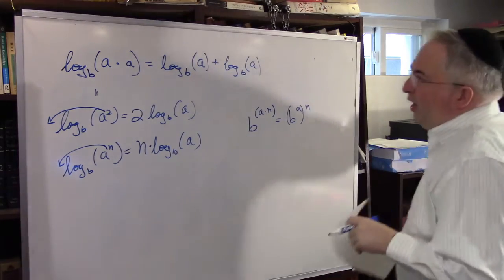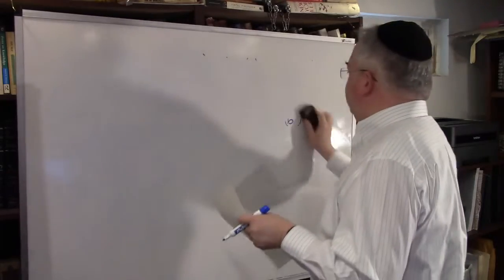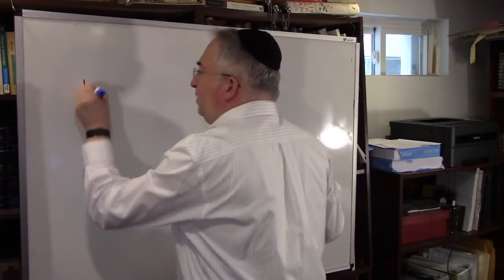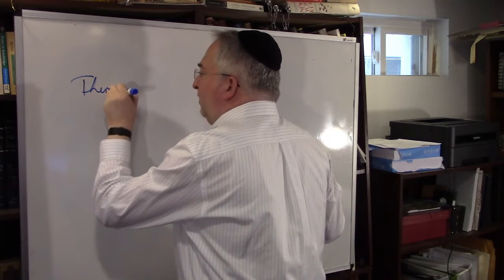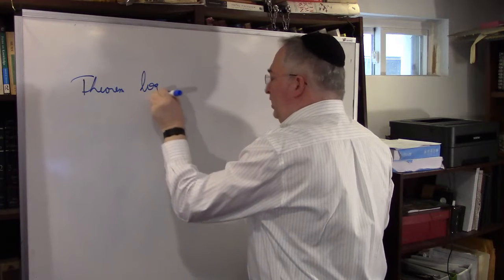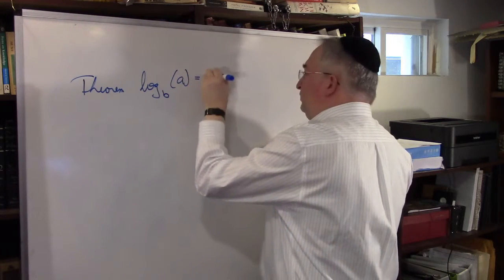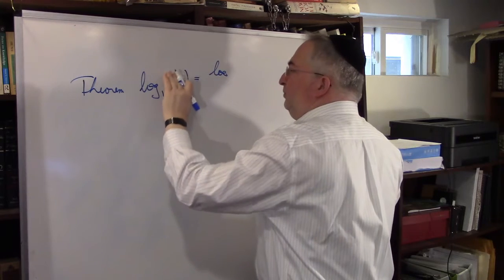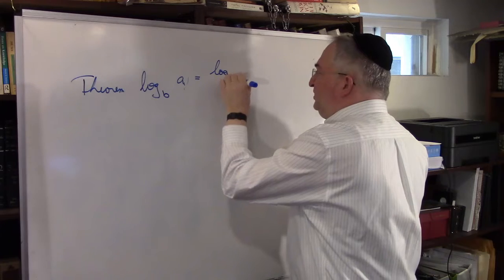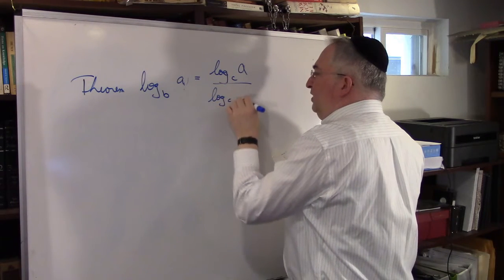Let's do 2 more properties of logarithms, again, that we're going to use all the time. Theorem. I'm going to prove it in a second, but let's first state it. Log base b of a is equal to log base c of a divided by log base c of b.